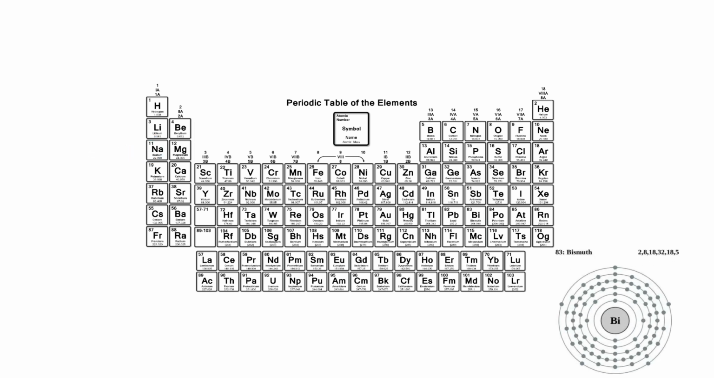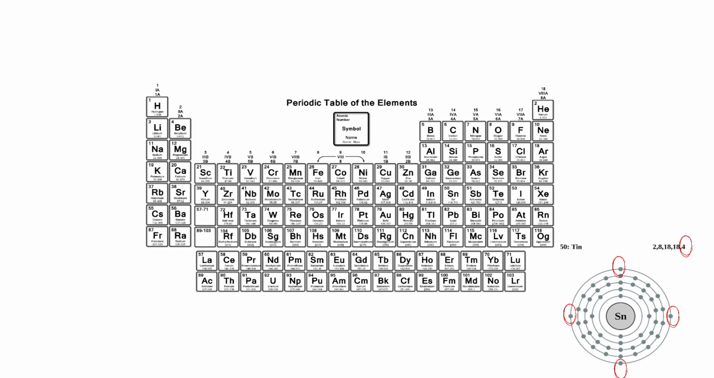Bismuth has 5 electrons in its outer energy shell, so bismuth is in group 5A. Also, bismuth has 6 energy shells, so it is in period number 6. Tin has 4 electrons in its outer energy shell, so it is in group number 4A. Also, tin is in period number 5 because it has 5 energy shells.